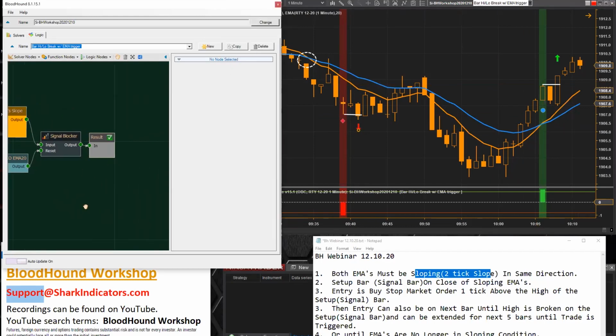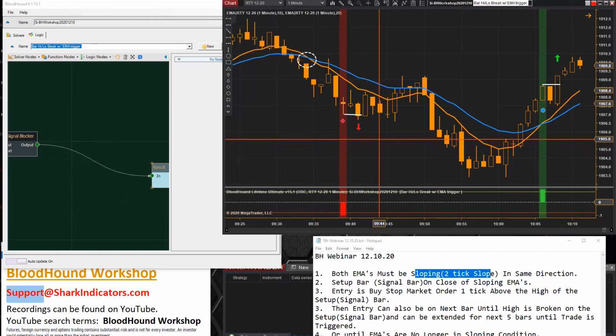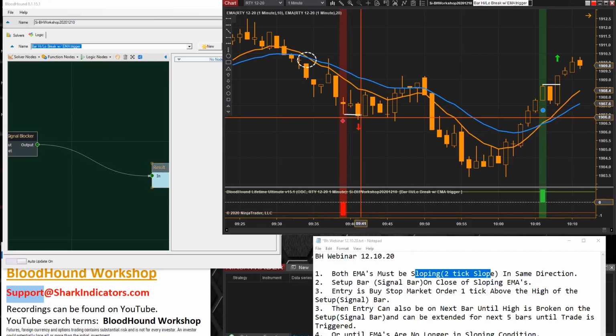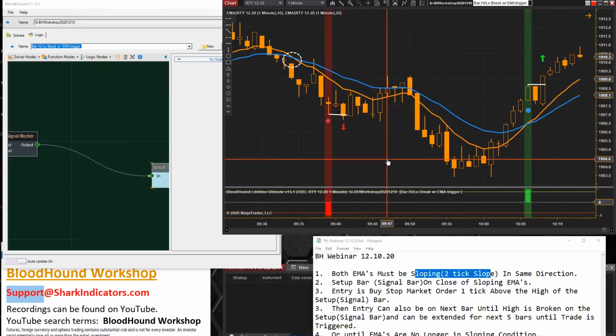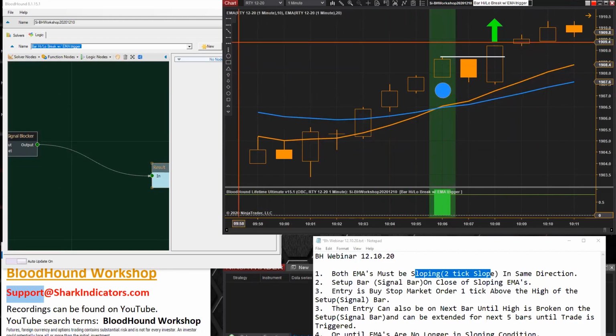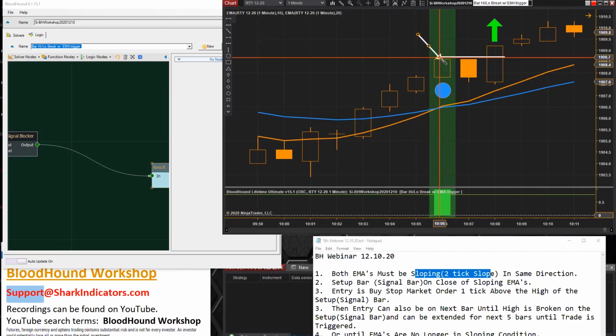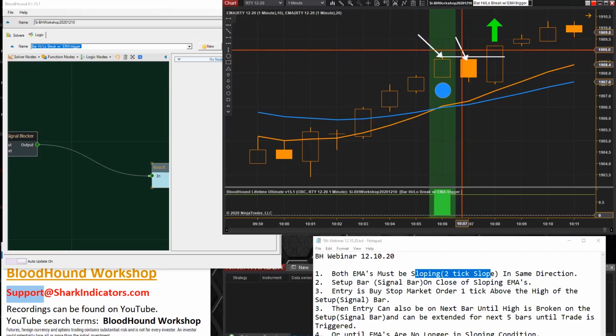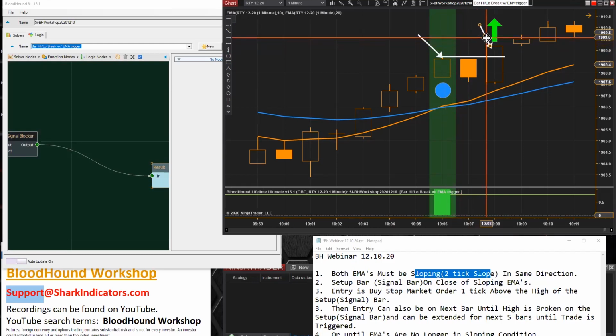So let's scoot that back a little bit. So what we're going to do is a bunch of comparisons. Let's zoom in here. All right, so what we're doing is we're comparing the high of the setup bar to the high of the next bar, right? But this high did not move higher. So then we're going to compare it to the high of the second bar afterwards, right?